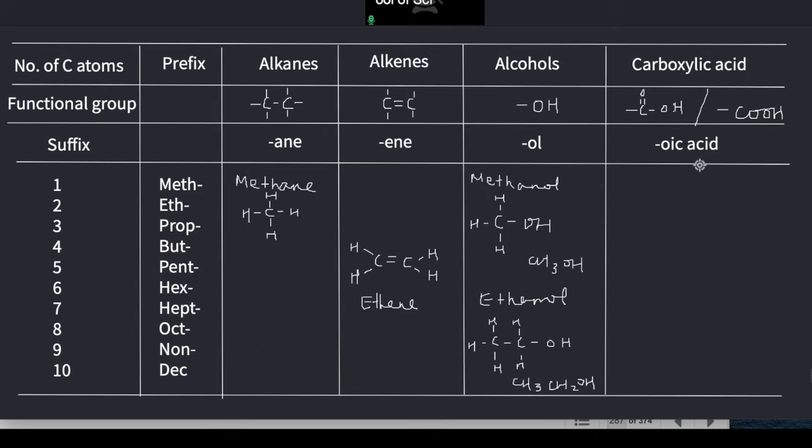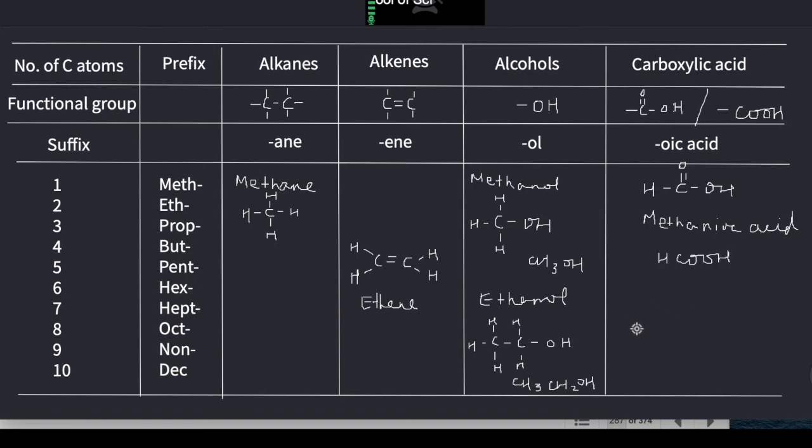Now for the carboxylic acid, if we have 1 carbon, because this functional group contains a carbon atom already, that is already 1 carbon. So if this is only bonded with hydrogen, that will be 1 carbon, methanoic acid. So that's HCOOH. So you can write this way.